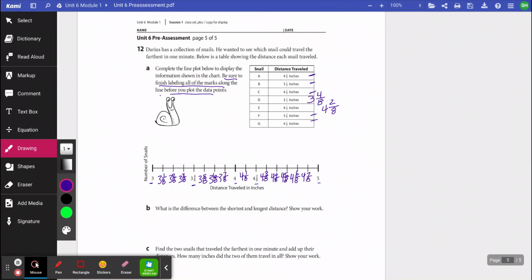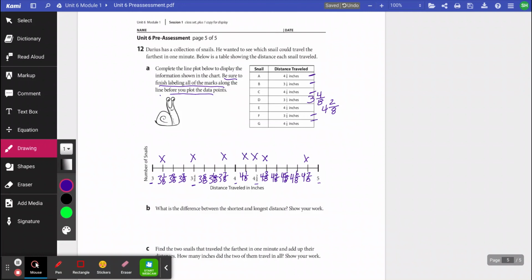So I do the first one, 4 and 3/8. I'm going to put an X right here, 4 and 3/8. 3 and 1/8, right there. 4 and 7/8. Right there. Notice I'm trying to make my X's all the same size. 3 and 4/8, or 3 and a half. 4 and 1/4, or 4 and 2/8. 3 and 7/8. And 4 and 1/8.